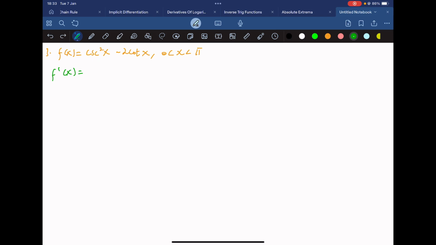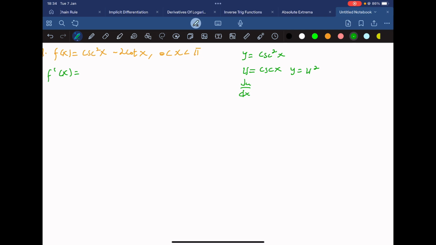So let us do that right here. Let's say you have y equal to cosecant squared x. We can let u be cosecant x. Now if we rewrite y, we are just replacing this with u, so we're going to have u squared. Since u is a function of x, we can differentiate it with respect to x.